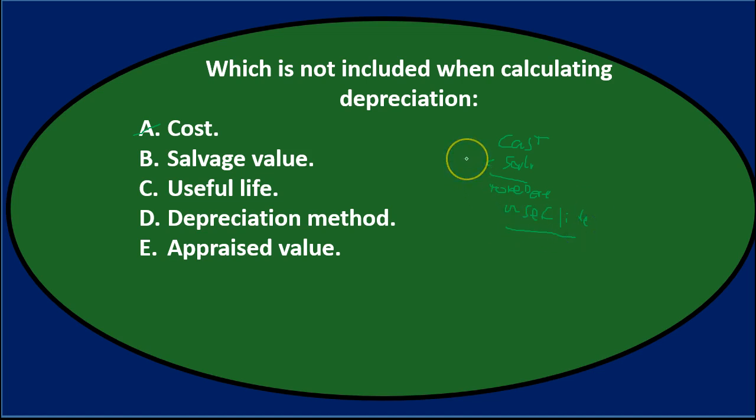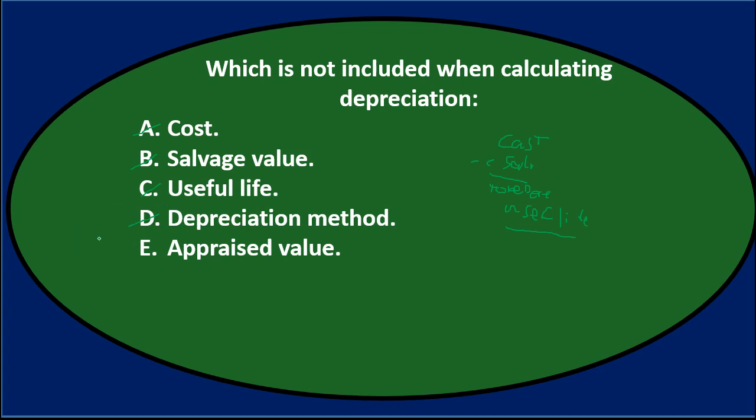So if we just take that calculation, say salvage value, well, nope, that's in there. That's going to be in our calculation. Useful life, well, we're going to need that in order to do our calculation. Depreciation method, we're going to need to have some depreciation method. This would be the straight line method, but we're going to need some method in order to calculate depreciation. We'll need to know that.